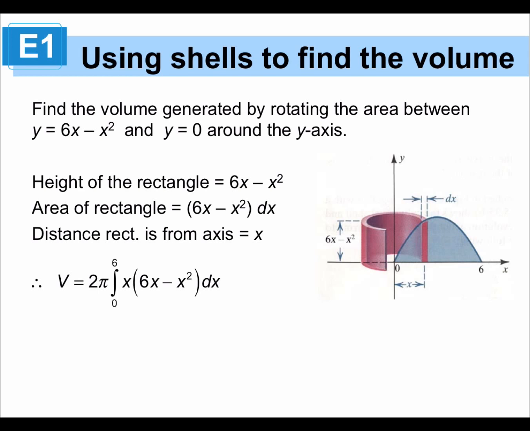Let's pretend you didn't have a calculator. How would you take the antiderivative of that? Distribute, so we'd have 6x squared minus x cubed. Take the antiderivative of each part. Plug in 6, plug in 0, subtract the two, multiply by 2 pi, you're done. Okay, so not too bad of an integral to do.